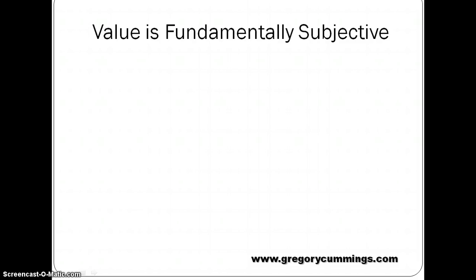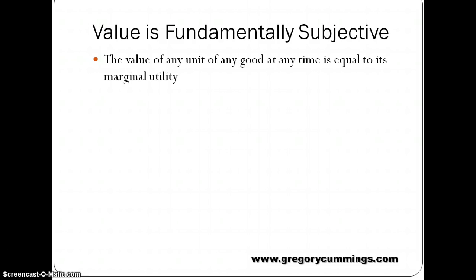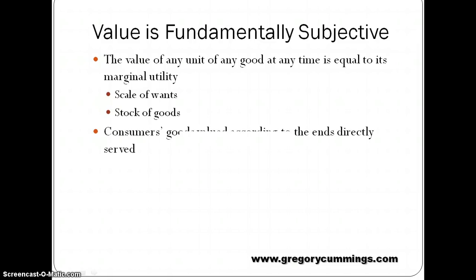In order to understand the law of returns, we must first realize that value is fundamentally subjective. Stated differently, the value of a given product is imputed by an individual. It does not come from the labor required to produce it, nor from the costs of production. We may say that the value of any unit of any good at any time is equal to its marginal utility. Marginal utility is influenced by our individual scale of wants, which ranks the various ends that we desire, as well as the stock of goods in our supply.